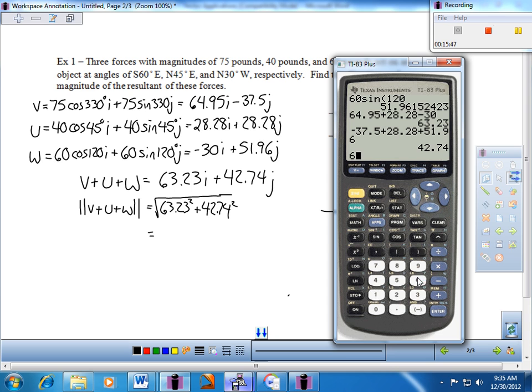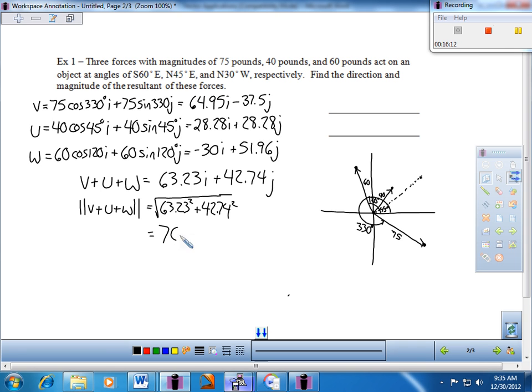So I have 63.23, square that one. 42.74 squared. Got that. I'm going to square root it, and we get that right there. So the magnitude of the combined forces would be about 76.32 pounds. Excellent. And now everybody, I'm looking for theta.